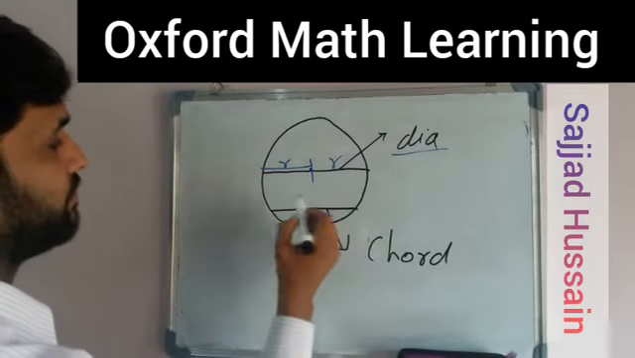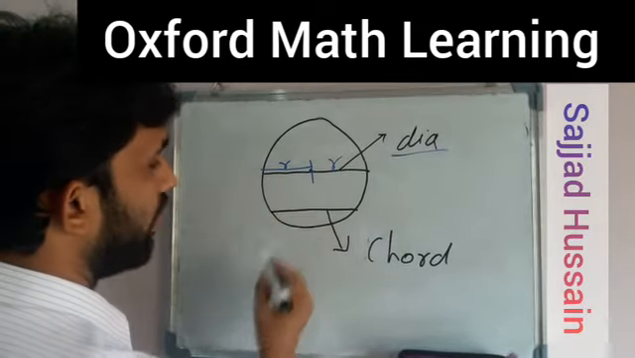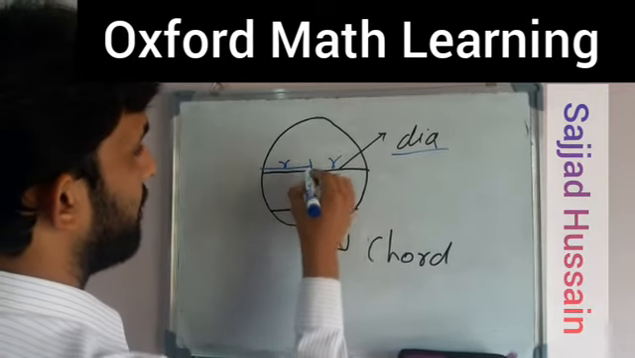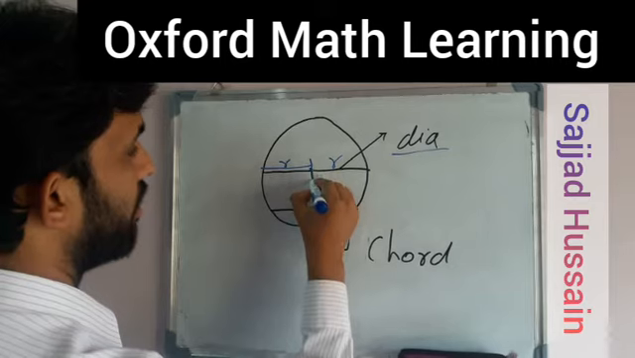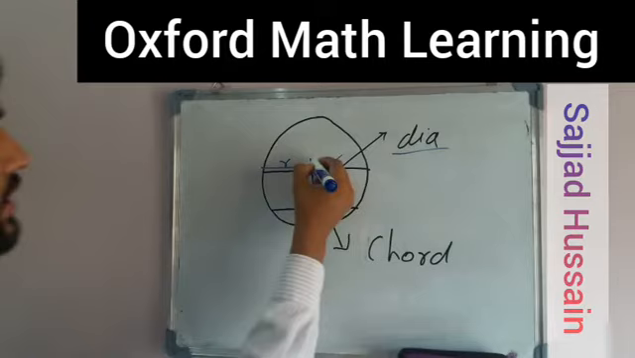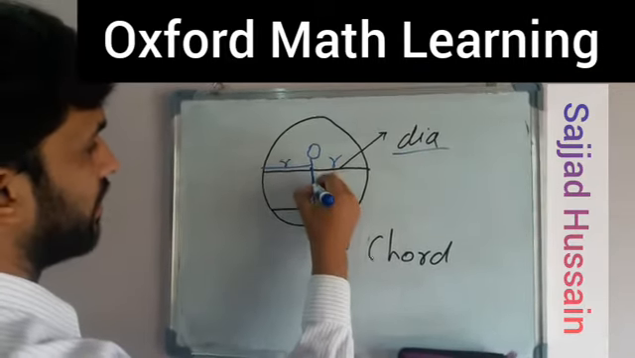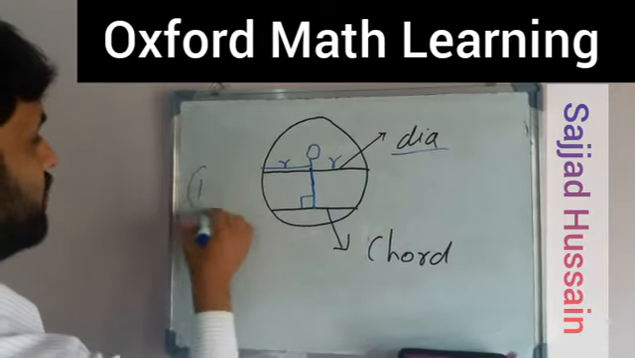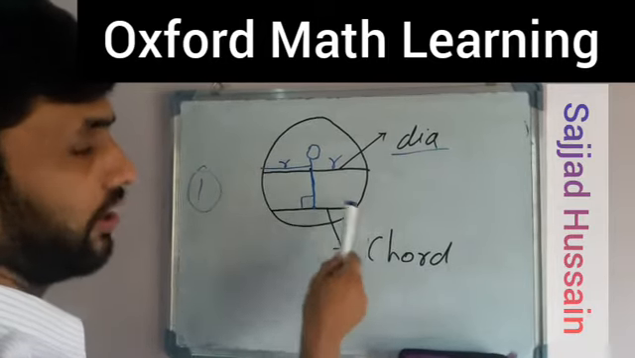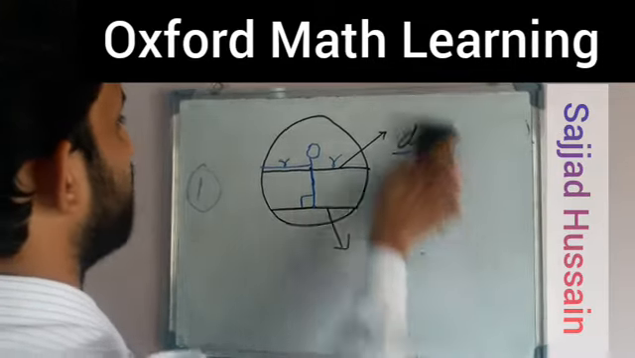Now, the first thing you have to remember is that a perpendicular on a chord makes 90 degrees. A line from the center O to the chord makes 90 degrees. This is the first property: a perpendicular from the center on a chord makes 90 degrees. Second property.